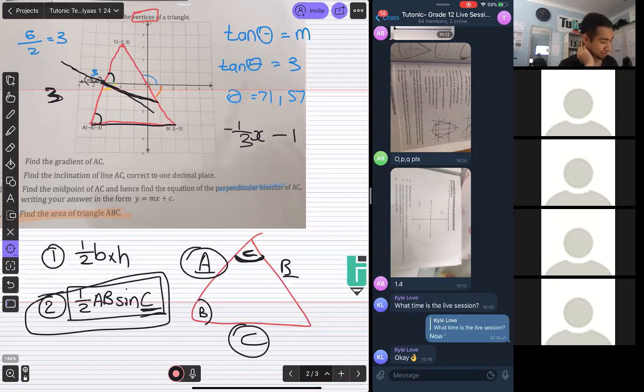Okay, and I'm pretty sure you know how to work that out. You just work out the distance formula. And then you say sine.